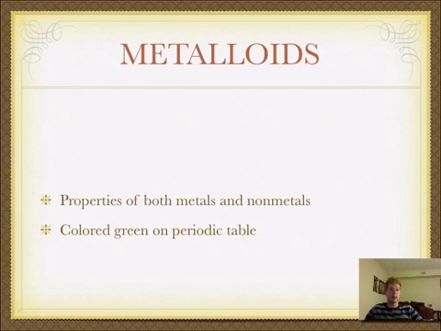Metalloids is the last category that you'll see on the periodic table, and they can have properties of both metals and nonmetals. It depends on what form or state they're in, on which properties they have. But if you go through a set of properties for an unknown and you see properties that are nonmetal properties and you see properties that are metal properties, you're dealing with a metalloid. They're colored green on the periodic table, and they separate the metals from the nonmetals in a stair-step fashion.